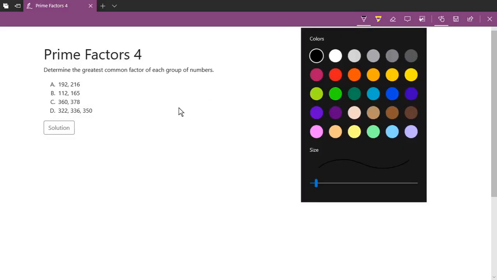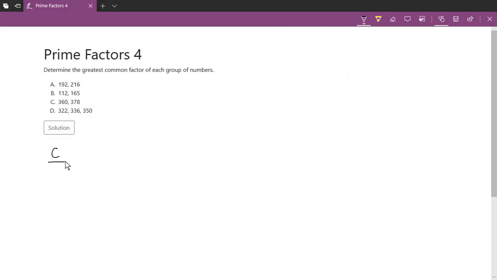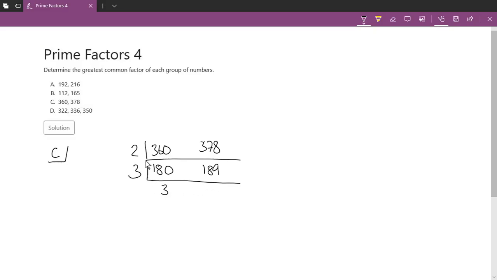C. Let's go back to the ladder method. The two numbers are 360 and 378. Both are even, so they're divisible by 2. Leaves us with 180 and 189. We can divide these by 3. Sorry, 3. It goes over there. 180 divided by 3 is 60. 189 divided by 3 is 63.